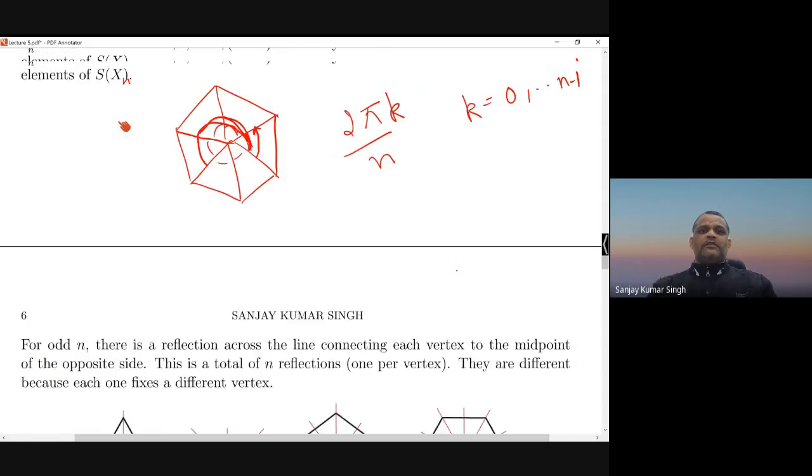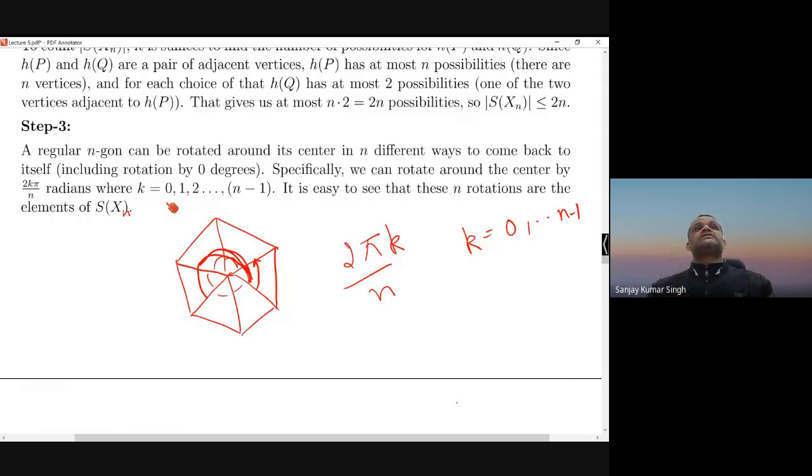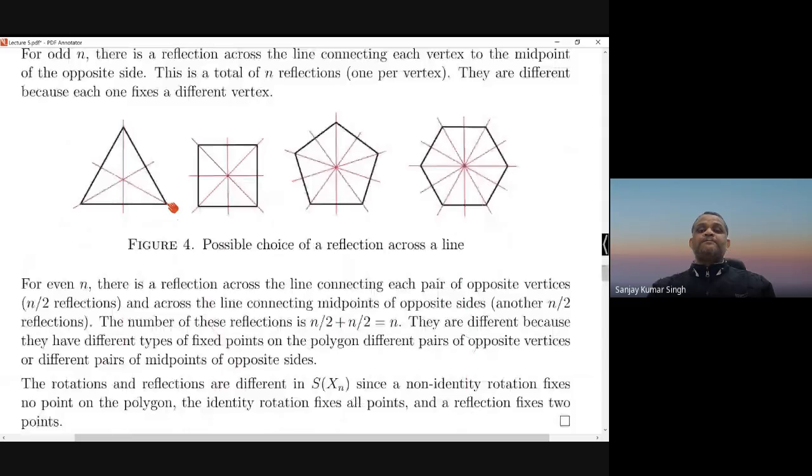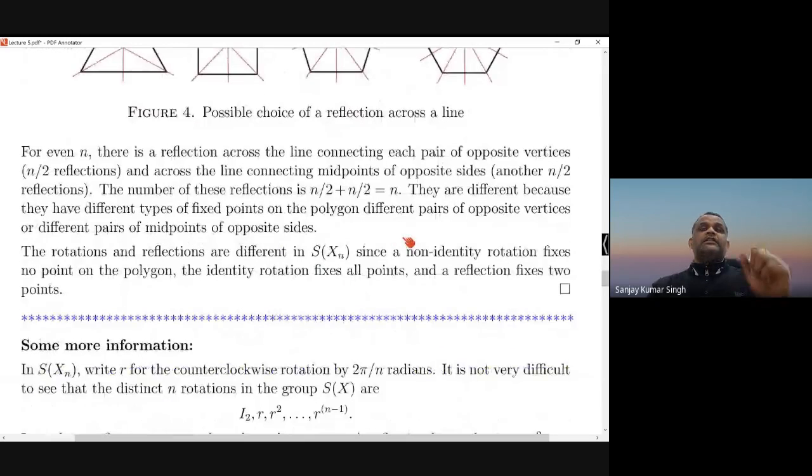And in the previous discussion, we got n distinct rotations. So how many did I get? I got exactly 2n. And in the step before, we proved that it can be at most 2n, and I have produced exactly 2n. So thus we proved that the cardinality of the symmetry group of the regular polygon is exactly 2n.